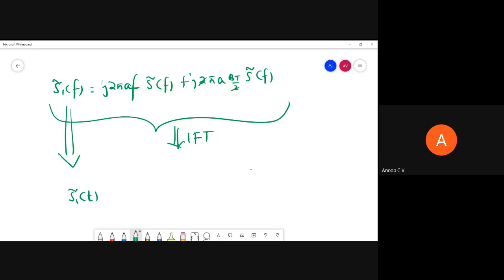So S1 tilde of f, its inverse Fourier transform is S1 tilde of t, right? Then what we have is j 2 pi f into s tilde of f. So we have a property of Fourier transform. If the Fourier transform of x of t is x of f, then the Fourier transform of d by dt of x of t is j 2 pi f times x of f. You might have studied this property in signals and systems, not might have, you have studied it in signals and systems. So that property is what we are using now.